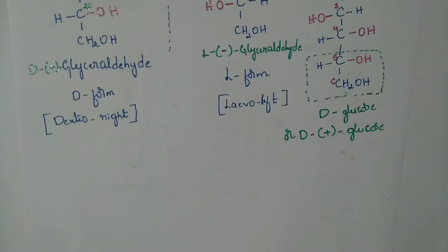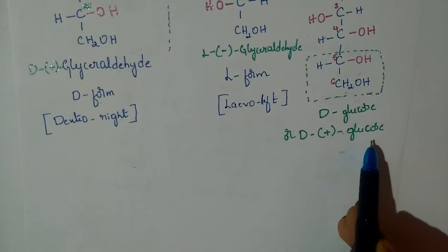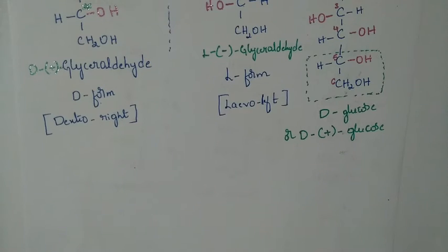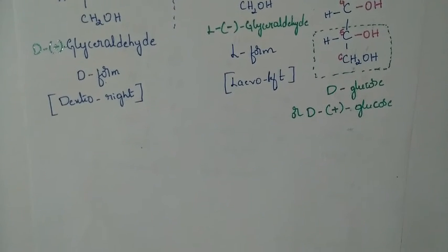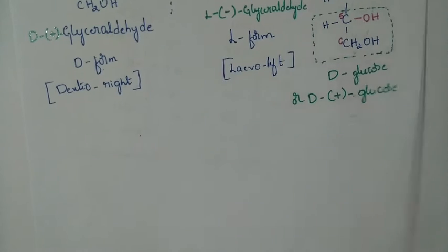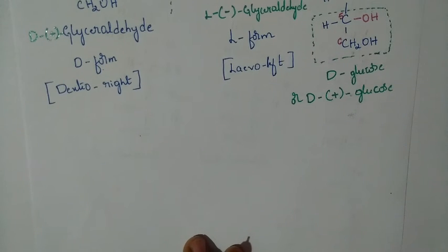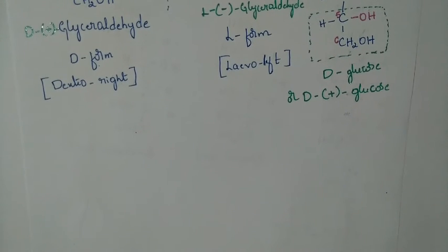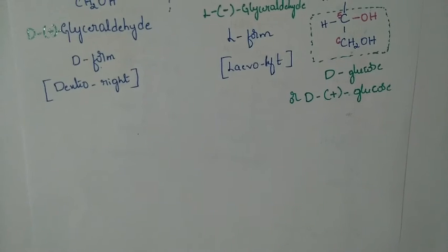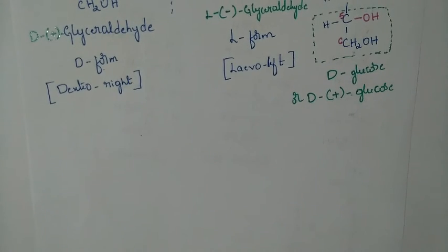Good morning to all. In our last class, we discussed the D and L configuration, and we also studied the open chain structure of D plus glucose. So now we are going to discuss the remaining two compounds, galactose and mannose. First, we'll write glucose and compare the structures of mannose and galactose with glucose.